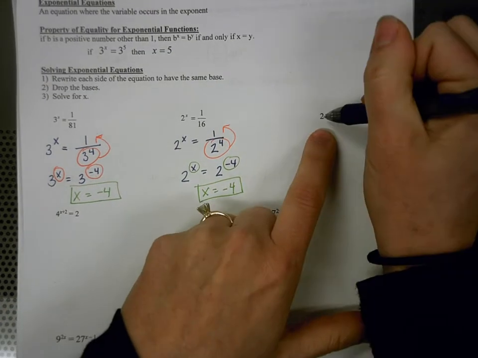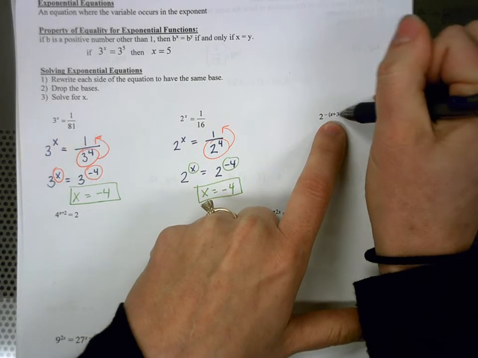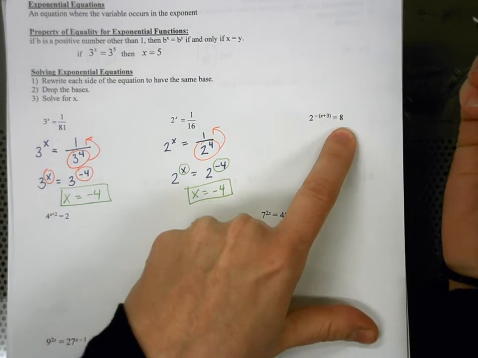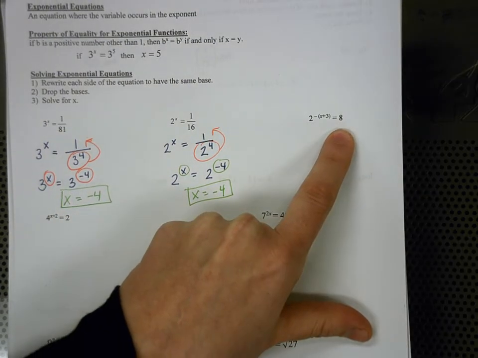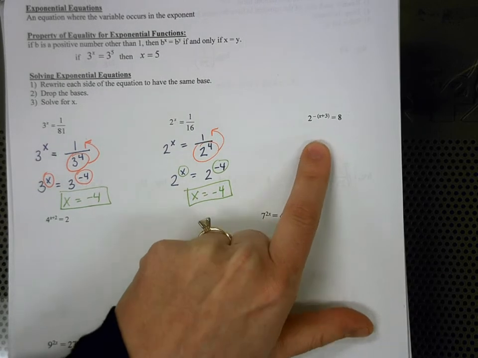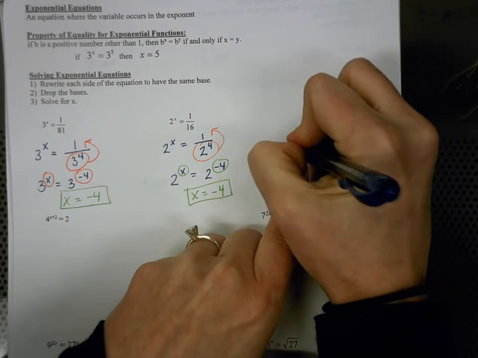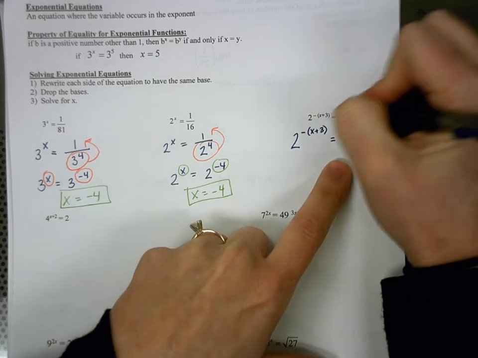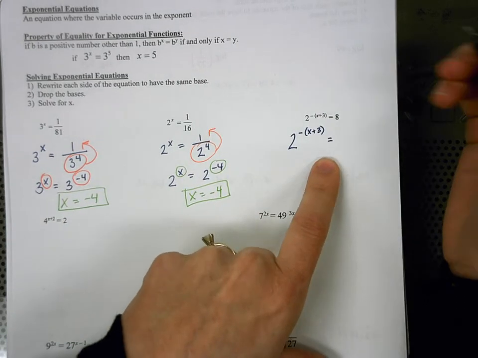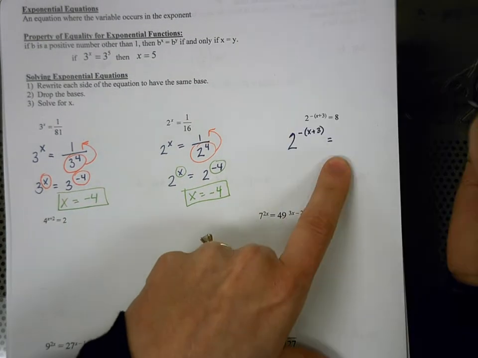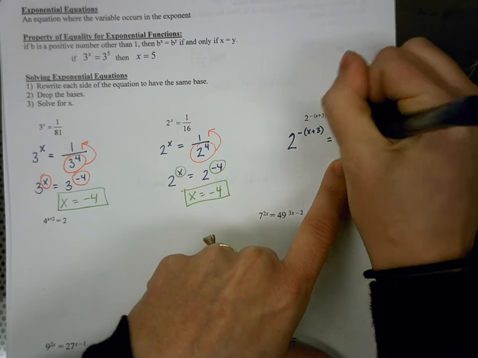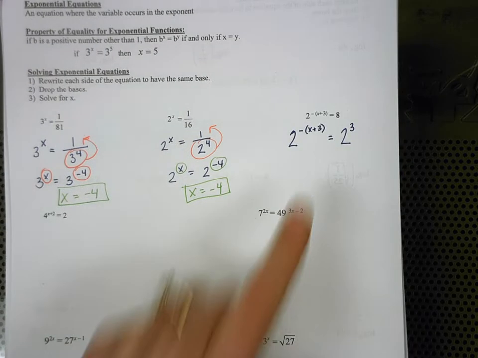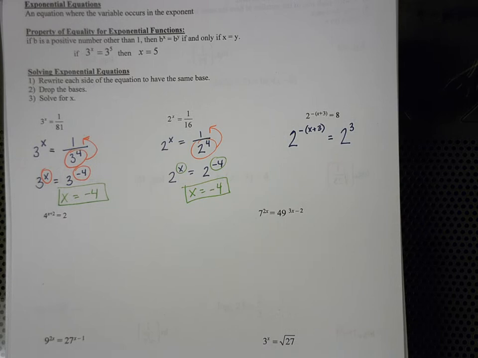Okay, my base on the left is 2. The exponent has a lot going on there, but that's going to be okay. There's a number on the other side that is not written with the same base, so we're going to rewrite that part. 8 can be rewritten with a base of 2, just like this has a base of 2. So 2 to the 3rd power gives me 8, so we're going to rewrite it like that.